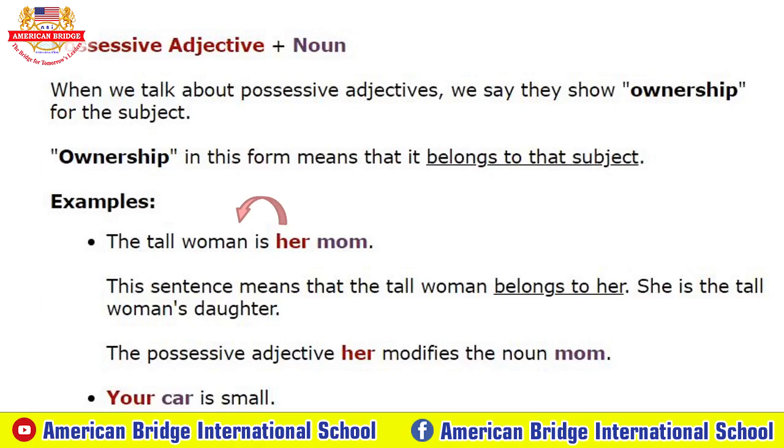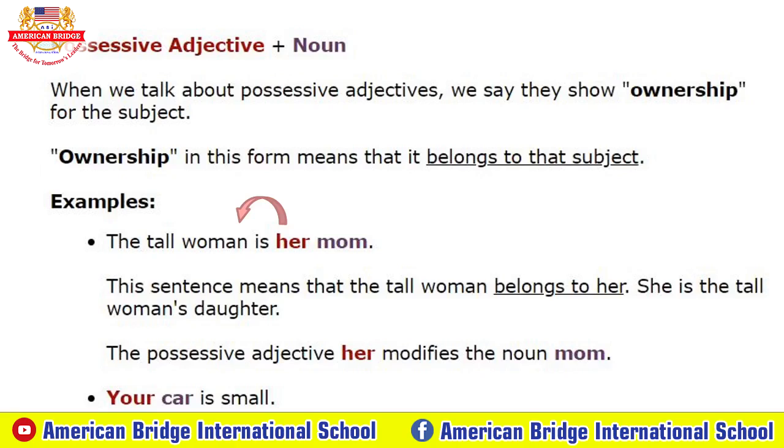So her, this one we call a possessive adjective that refers to the noun, right? This sentence means that the tall woman belongs to her. She is the tall woman's daughter, right? And the possessive adjective is her, which modifies the noun mom, right? Now let's move to the second example: your car is small. So your points to another person, and they mention the car, right? Okay, your car is small.